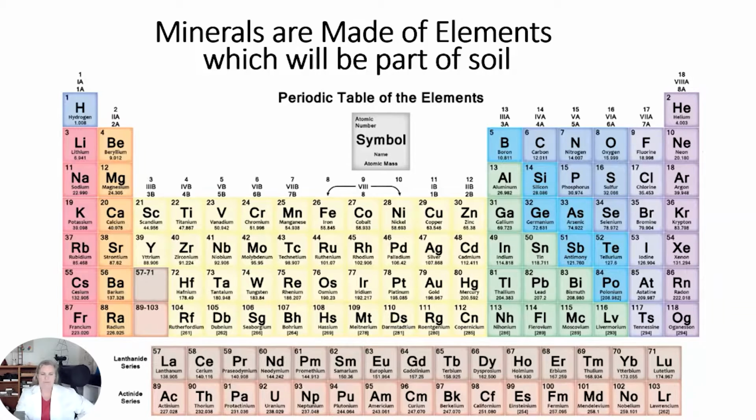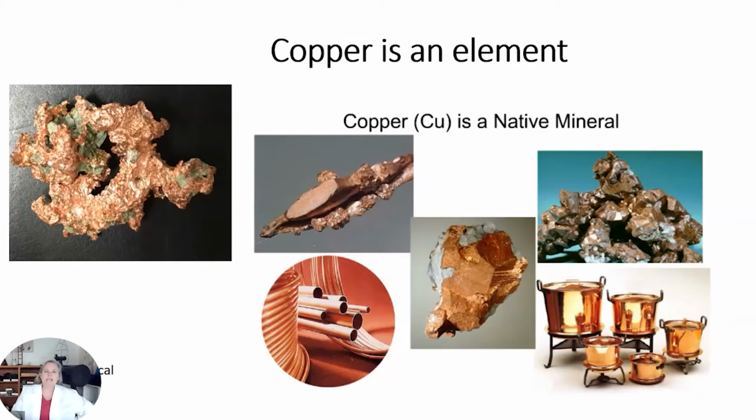Okay, so copper is a native mineral. It is found in the ground, just like this nugget here on the top part, these big nuggets that come out of the ground looking like that. After it gets oxidized, when it's around oxygen and gets a little wet, sometimes it turns a different color, kind of a bluish green.